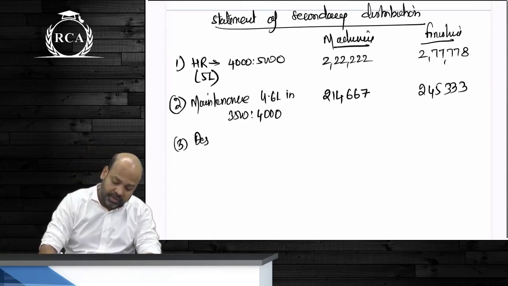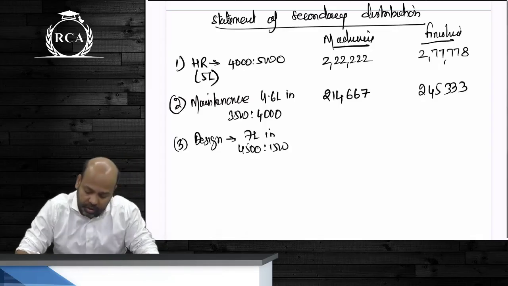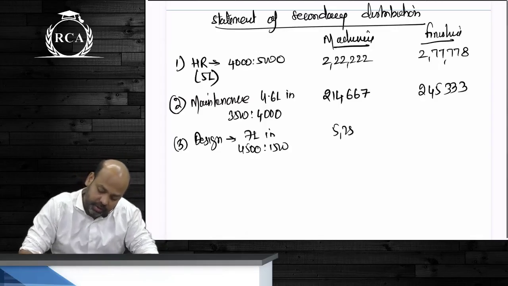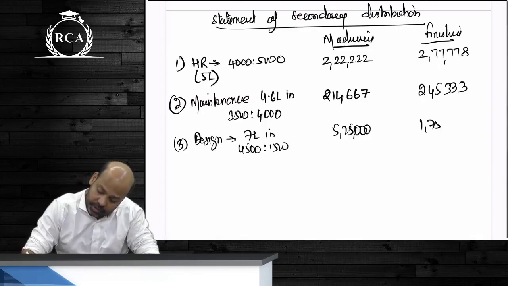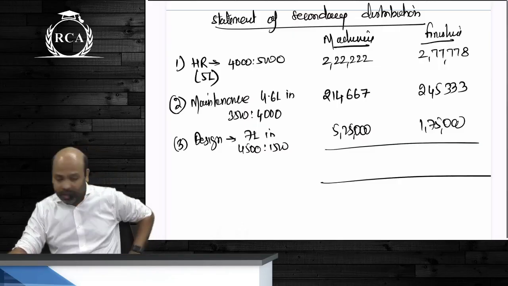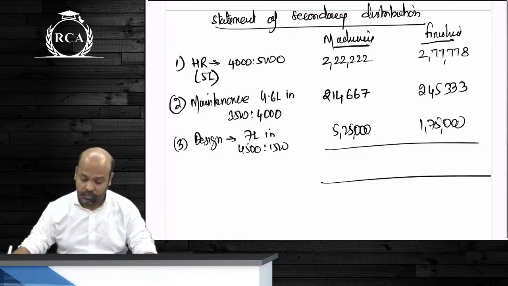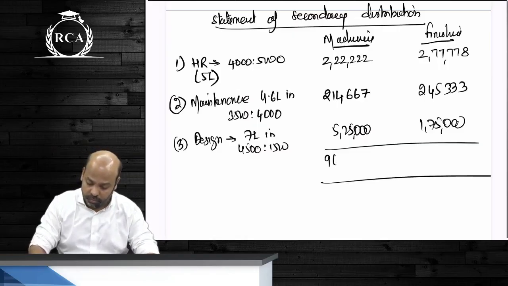And finally beta design cost is 7 lakhs, which will be apportioned in the ratio of 45 is to 15, 3 is to 1 beta, divided by 4, 5,25,000 and 1,75,000. This will be the reapportionment of service department cost. Add all of them beta, and that would be the final answer.